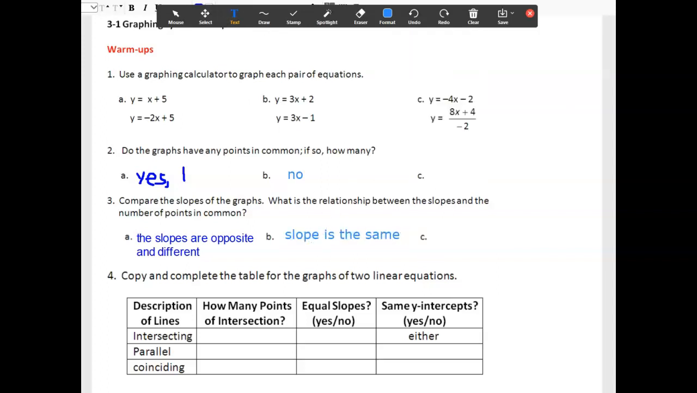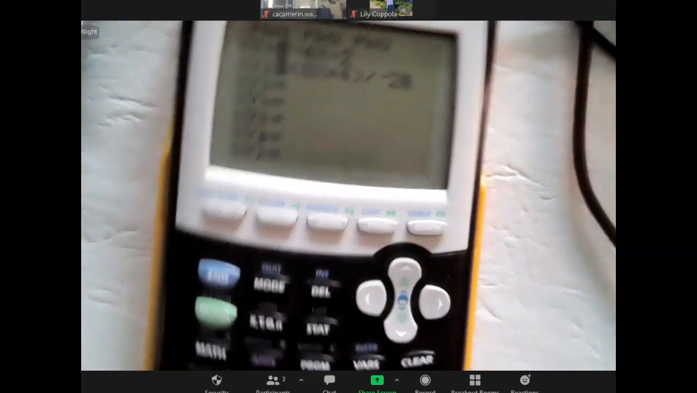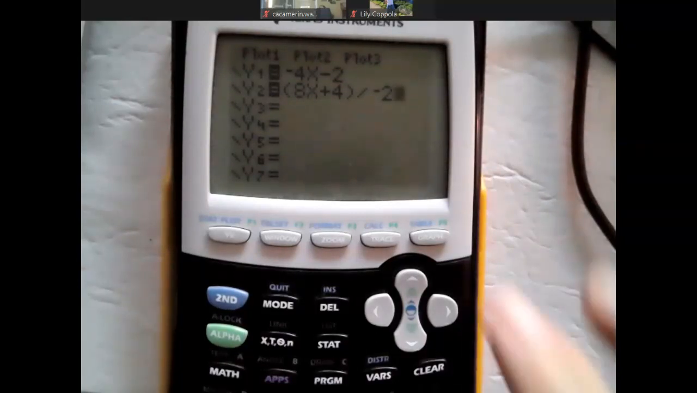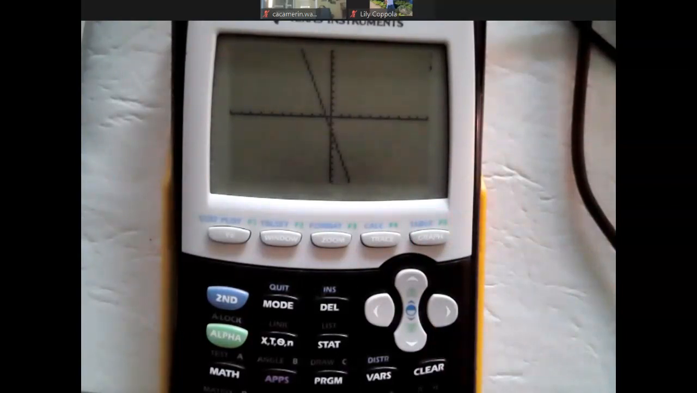Okay. Going back and graphing one last time, you're going to go to y equals. You're going to type in negative 4x minus 2. And then you're going to type in parentheses 8x plus 4, close parentheses, divided by negative 2. So your y equals should look like that. This time we're going to hit graph, and I notice that I only see one graph on the page.